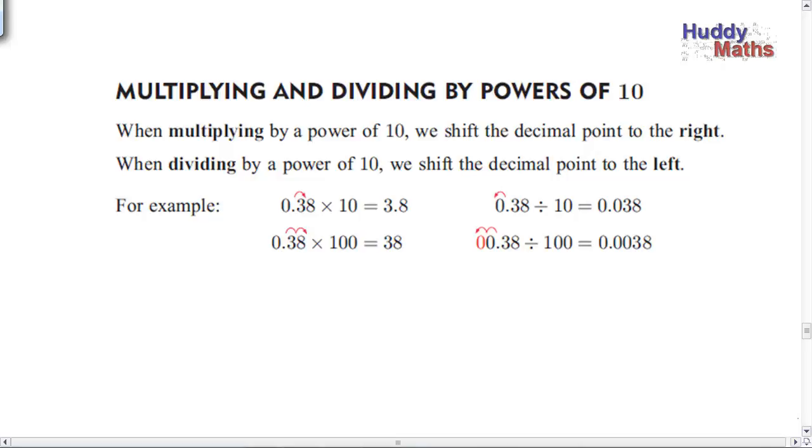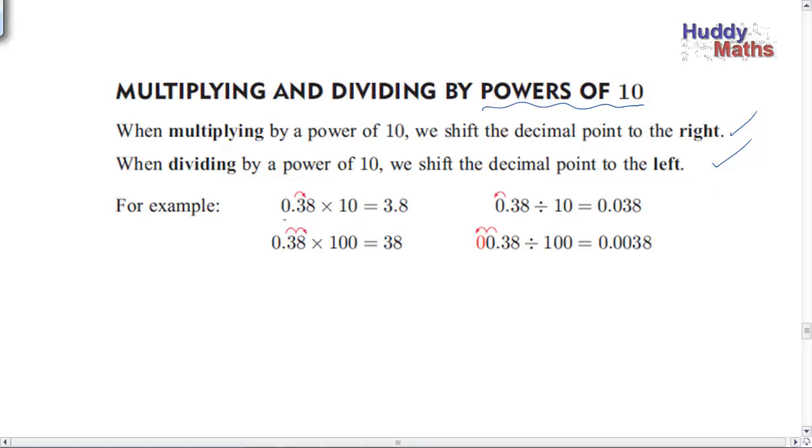Now, first of all, we've got a base 10 unit. So if we multiply and divide by 10, it should be easy. Let's have a look. When multiplying by a power of 10, we shift the decimal point to the right. When dividing by a power of 10, we shift the decimal point to the left by the number of zeros, if you like, or the powers of 10. How does that work? Let's have a look.